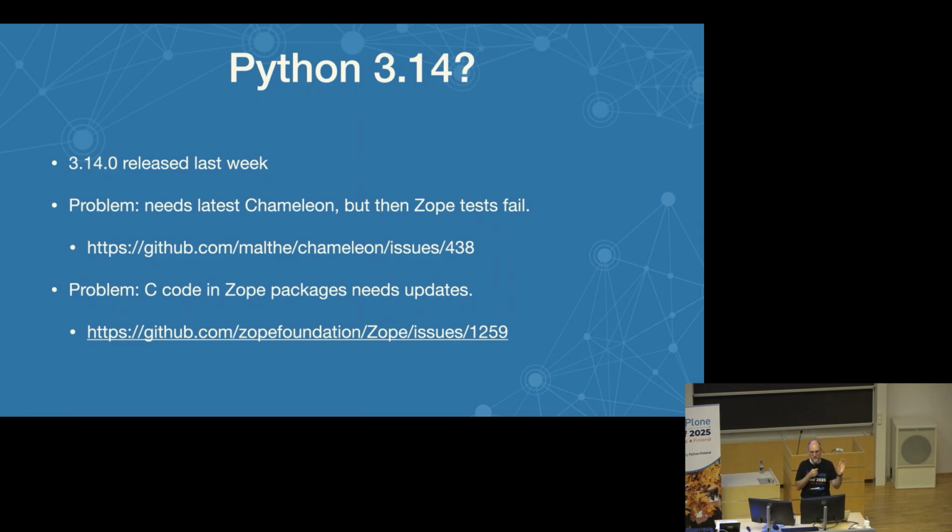That has been fixed earlier this year already, but if we then use that version, then several SOAP tests start failing, and nobody really knows why yet. So we need to figure out what that is. If you want to look into that, see issue 438 in Chameleon.